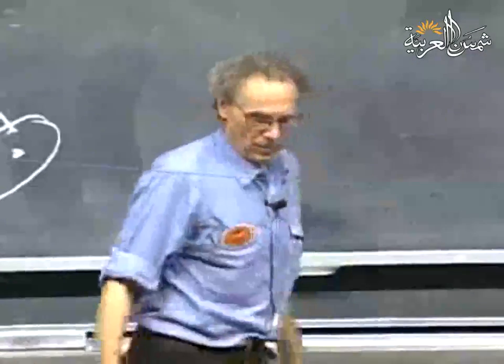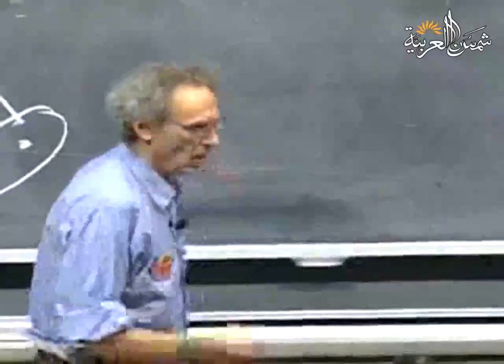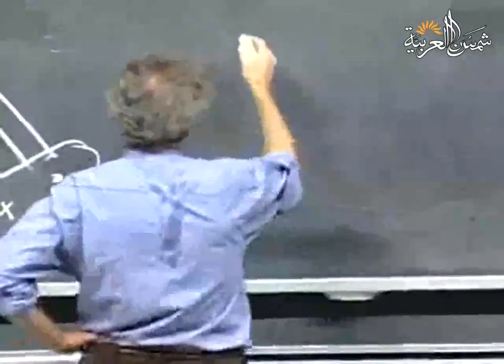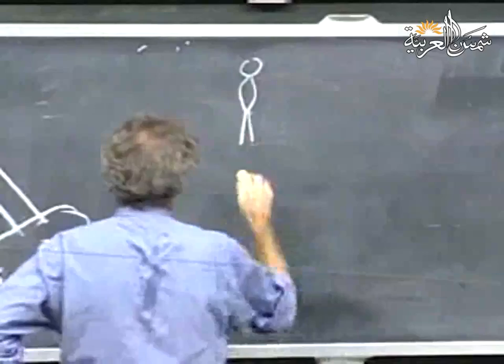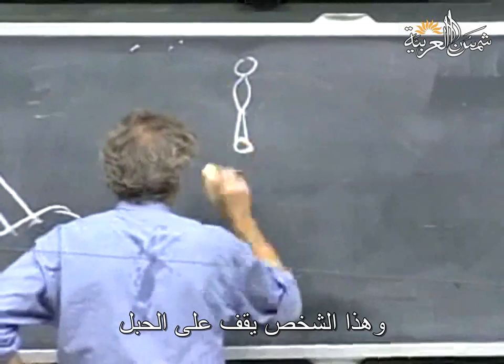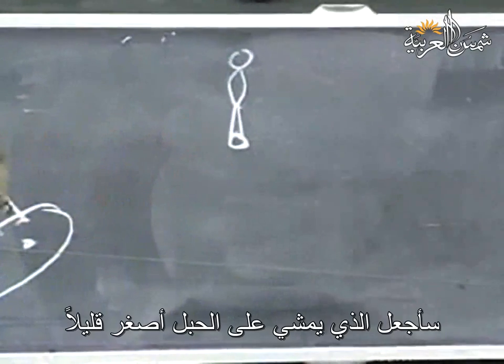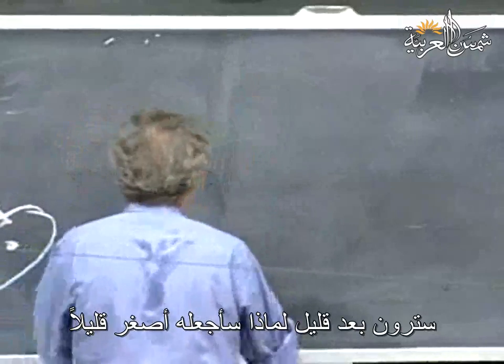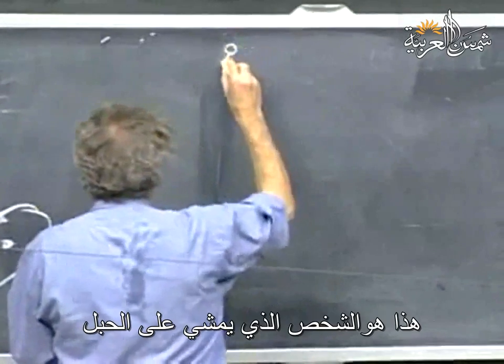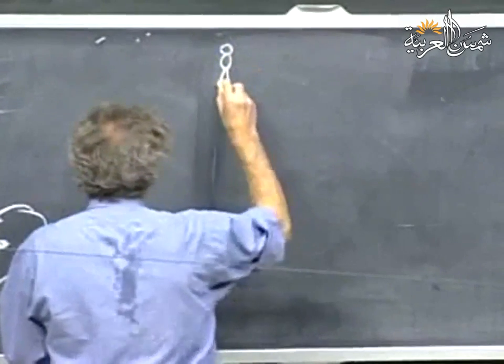Let's now turn to a rope walker. Here's a rope walker, standing on the rope. I'll make the rope walker a little smaller. You'll see shortly why I make it a little smaller. This is the rope walker. This is the rope.